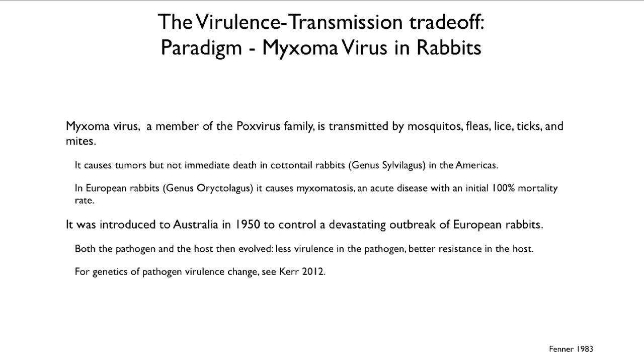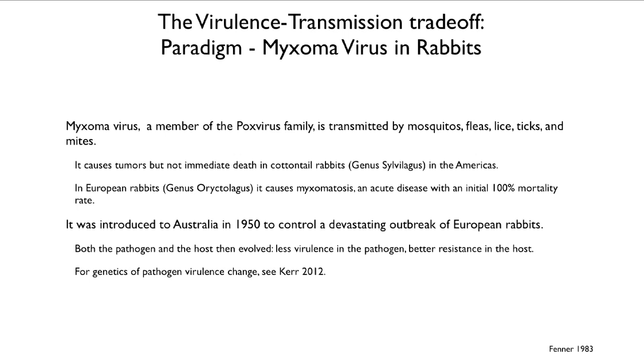In 1950, it was introduced to Australia to control a devastating outbreak of rabbits. Rabbits had escaped from captivity. There are no native predators of rabbits in Australia. And they had reproduced explosively and were eating the continent right down to the dust. What happened is that both the pathogen and the host then evolved. There was less virulence in the pathogen, and there was better resistance in the host.